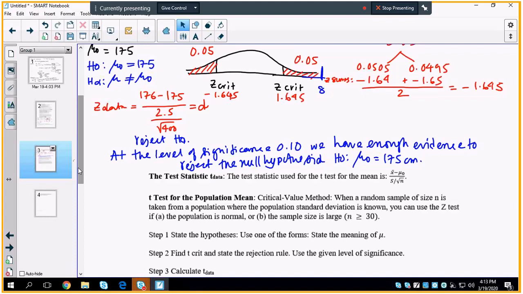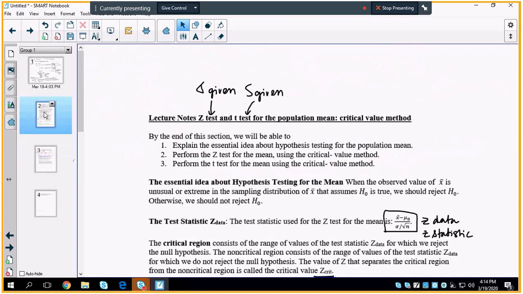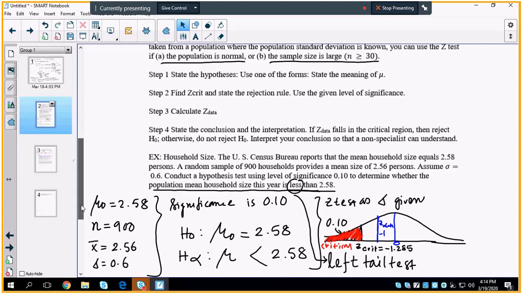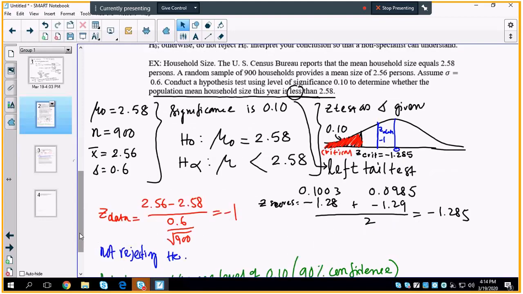What if the population standard deviation sigma is not given? Instead, the sample standard deviation S is given, and then we are going to do the t-test. But we don't have to spend as much time learning t-test because the processes of testing are exactly the same. Before we go to the rest of the problems, let's try to see what we can do using the Excel spreadsheets. So the first problem that we did, we were doing z-test.